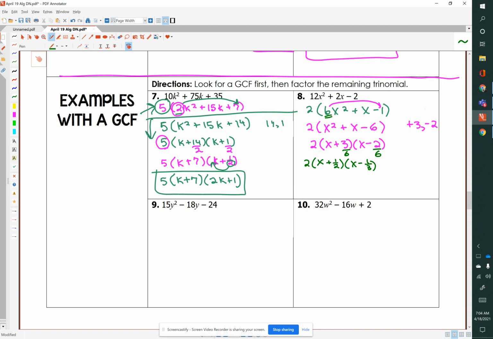Now we've got two denominators that will get slipped back up in front of the variable x. We have that 2 and we have the 3. So our final answer will be the greatest common factor we factored out of 2 times the quantity of 2x plus 1 and 3x minus 1. And that's our final answer.